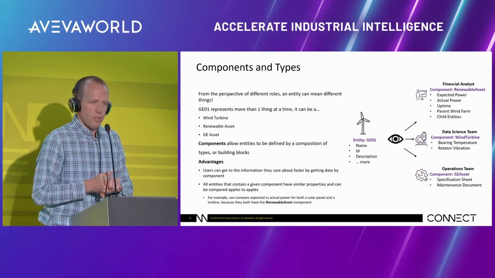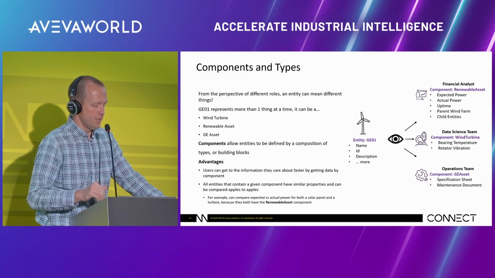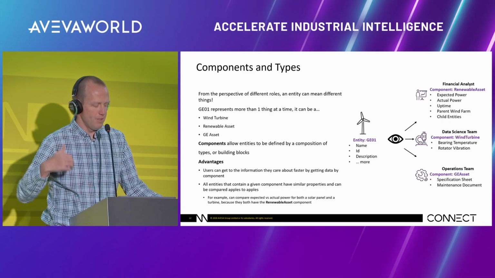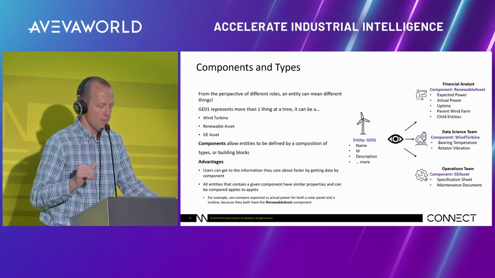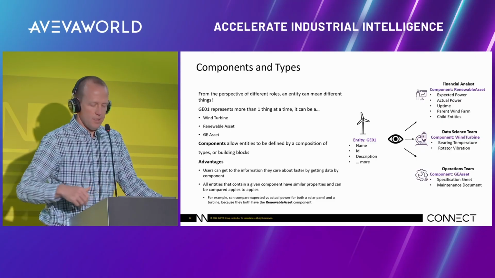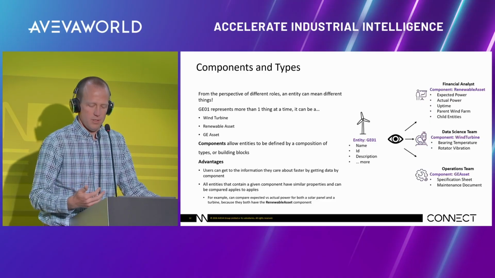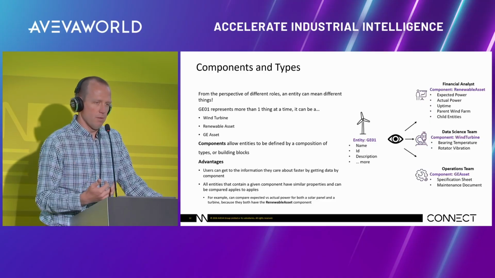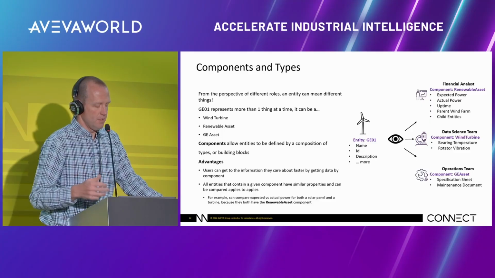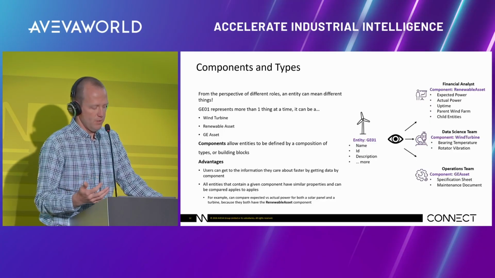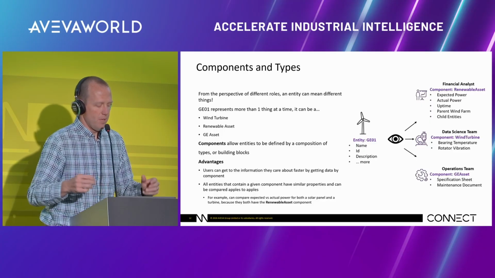Components. This is one of the other key new things here for entities to talk about. From the perspective of different roles, an entity can mean different things. I like to think of components as building blocks. Basically, you can think of an entity as having a composition of these different components, and these are building blocks that make your entity.